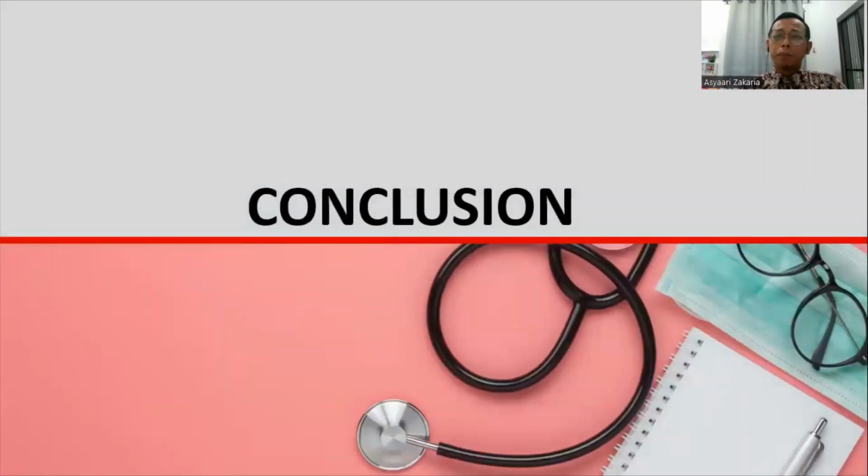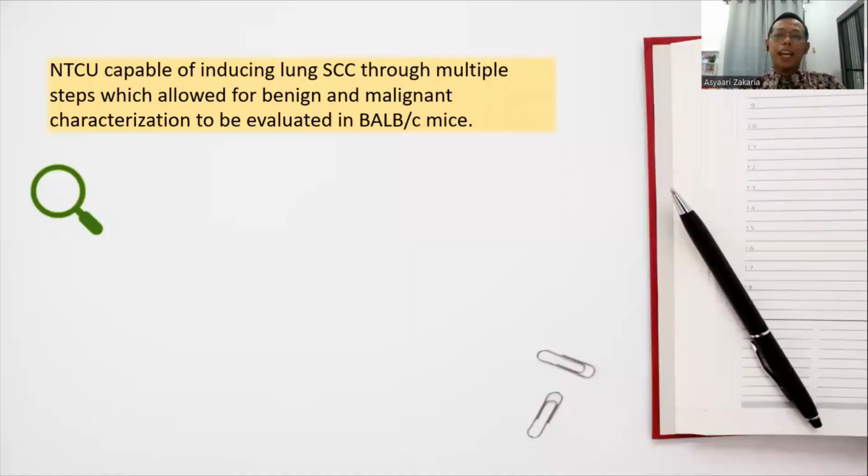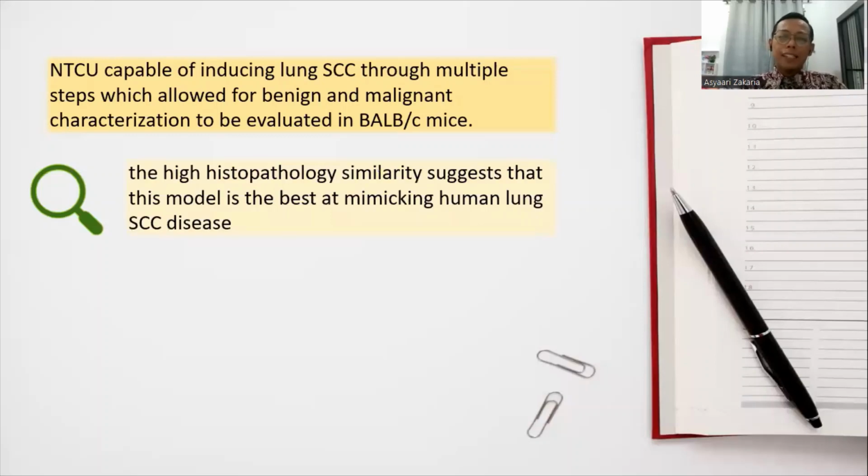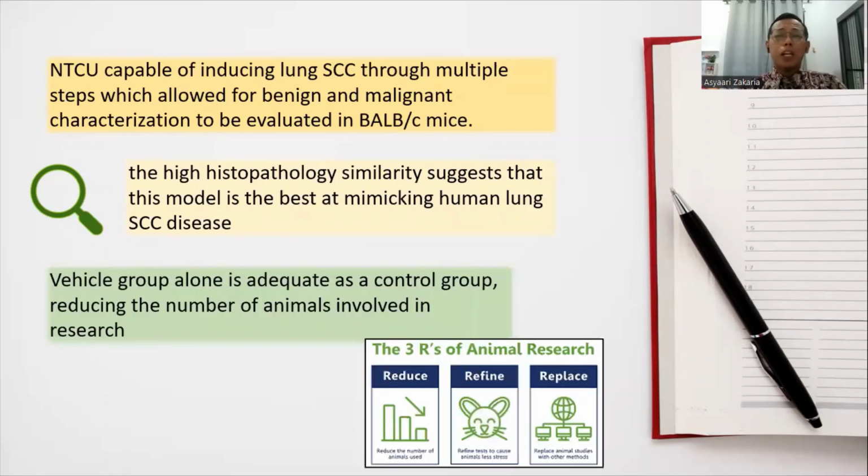In conclusion, NTCU is able to induce lung SCC through multiple stages, allowing the benign and malignant characterization to be evaluated. Our study suggested that this model is the best at mimicking human lung SCC, and the vehicle group alone is adequate as a control group, reducing the number of animals used in the research. Our suggestion is to reduce the number of animals, which upholds the 3R principle of animal research, which are reduce, refine, and replace.